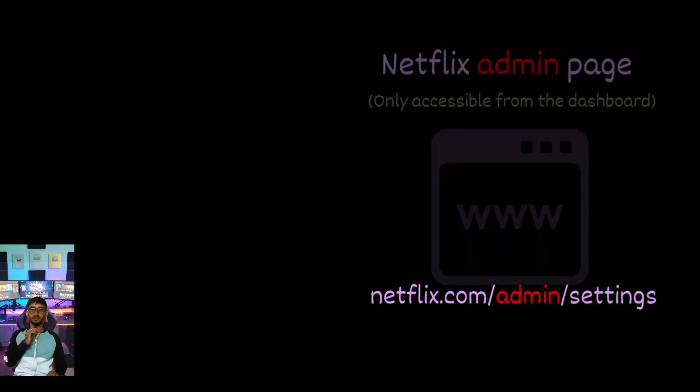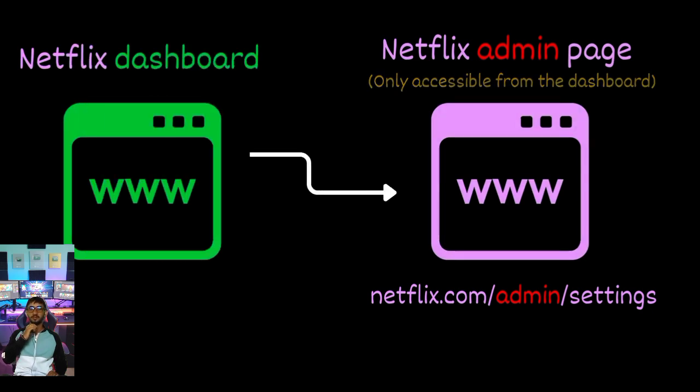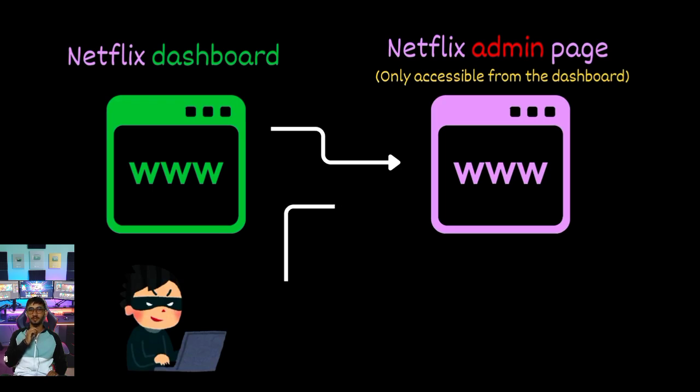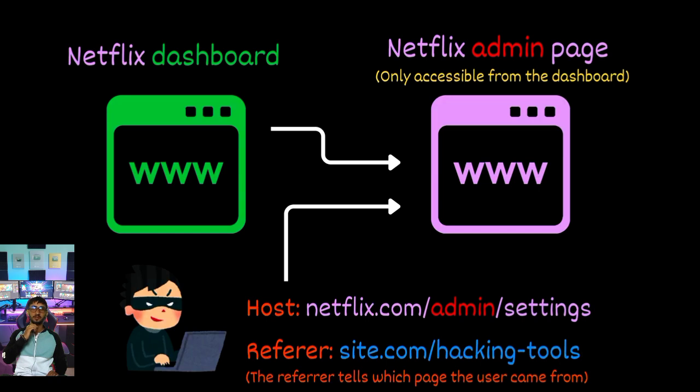For example, let's say Netflix has an internal admin page that should only be accessed from inside their dashboard, not directly from Google or another site. If someone tries to open a sensitive URL like netflix.com/admin/settings, but the referer says randomsite.com/hackingtools, the Netflix server sees that and thinks, wait a minute, this request didn't come from our site. It came from somewhere sketchy. I will block it. So when the referer doesn't match, it's a red flag, and the server might deny the request to protect both the site and the user.